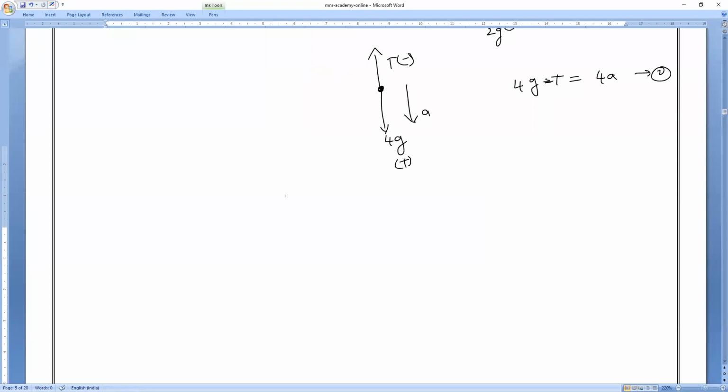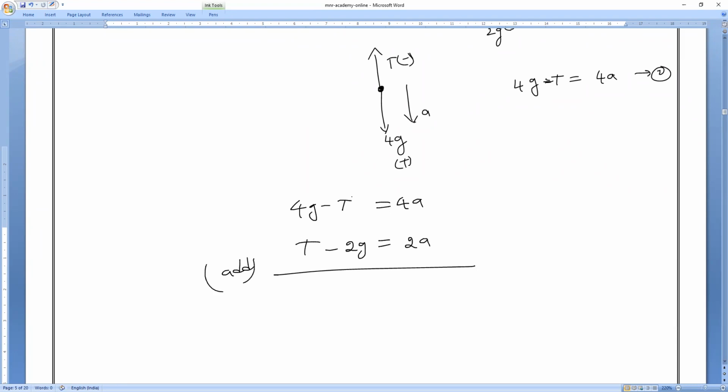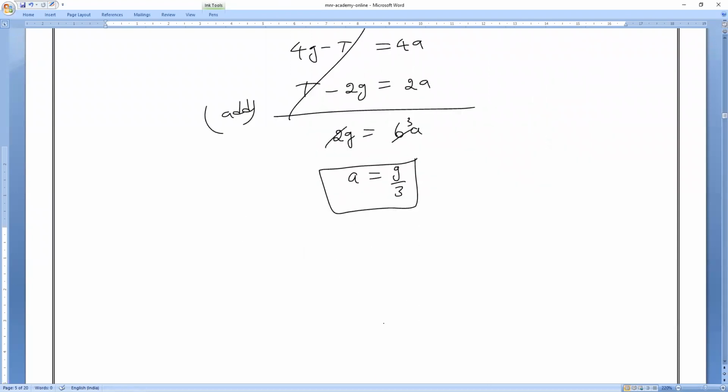Then add both the equations. 4g minus T is equal to 4a, and T minus 2g is equal to 2a. Adding both equations, T gets cancelled. 4g minus 2g is equal to 2g, so 2g is equal to 6a. Two ones are two, two threes are six. So the acceleration a is equal to g by 3.